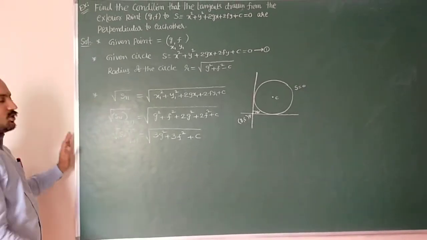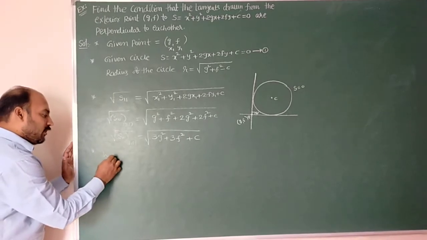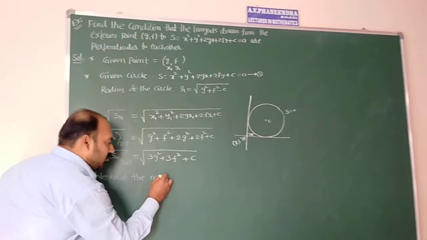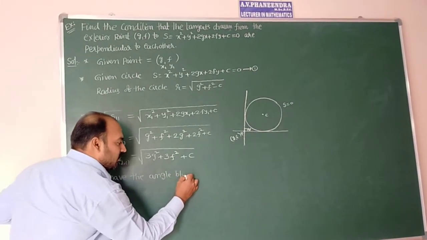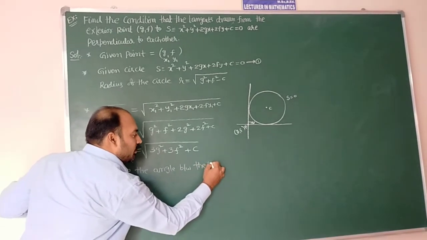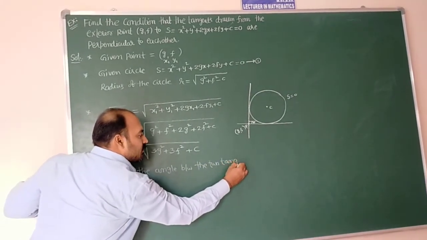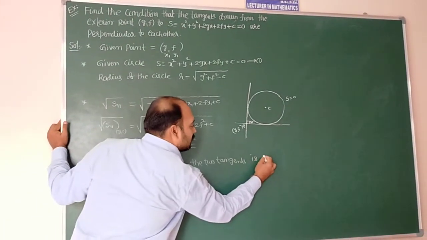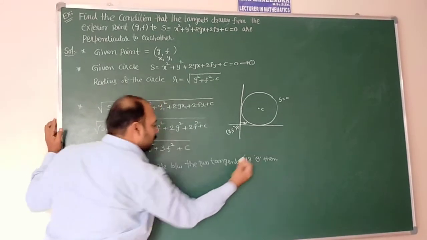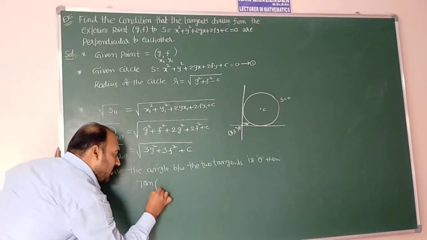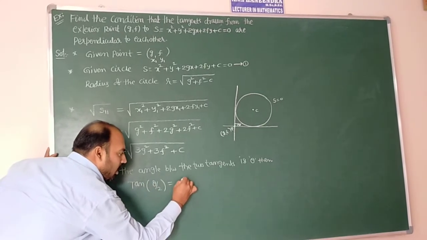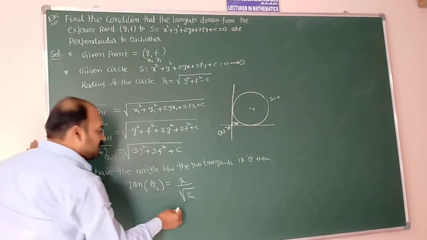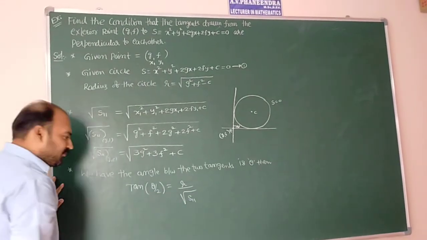After calculating these two, we have the angle between the two tangents is theta. Then tan theta by 2 equal to r by root S11. At what point? At (g, f). Not compulsory to mention, that is understood.